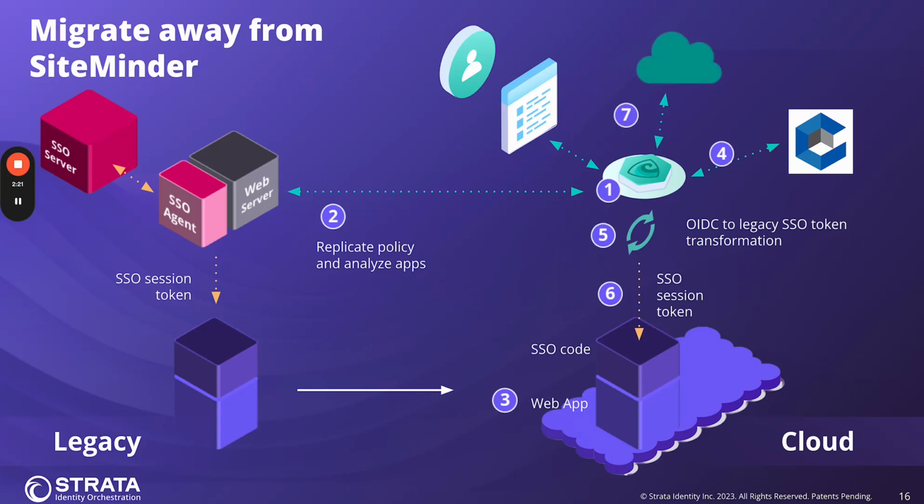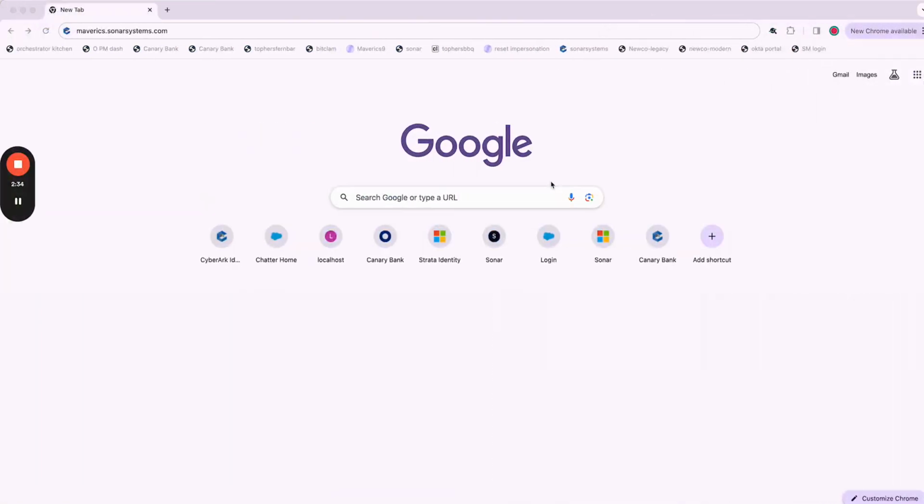And then in step 7, we can do future-leaning things, that if they want to take advantage of some future acquisition that CyberArk has that they want to take full advantage of in the ecosystem, they can do that without rewriting the application again. So let's show this live in action.